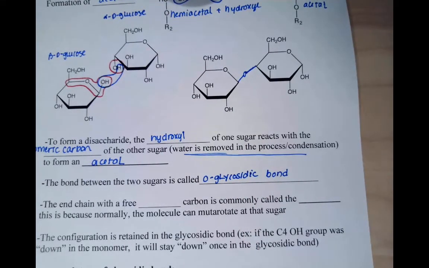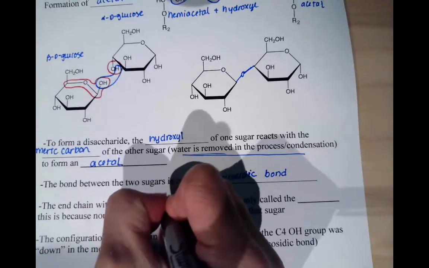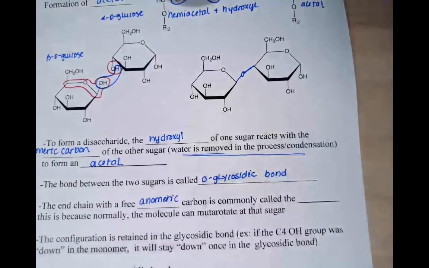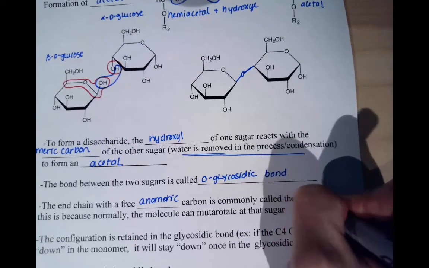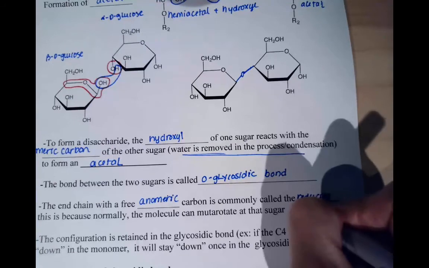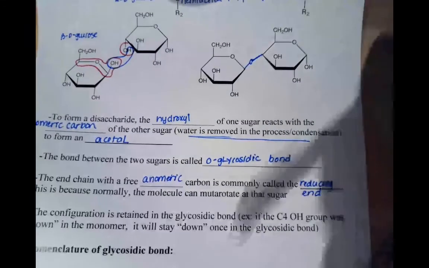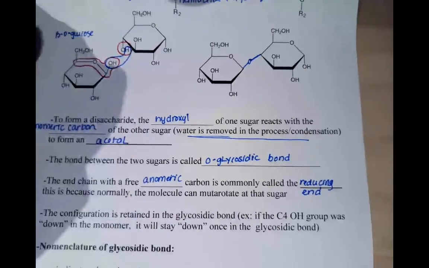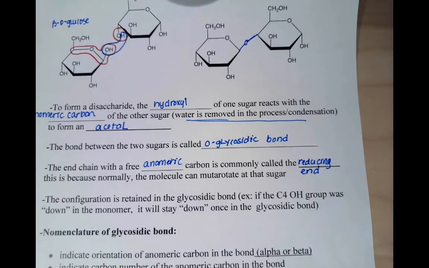So this is where you have a bond connecting to a sugar at an oxygen atom. The end with the free anomeric carbon is commonly called the reducing end. And that's because normally the molecule can mutarotate at that sugar.